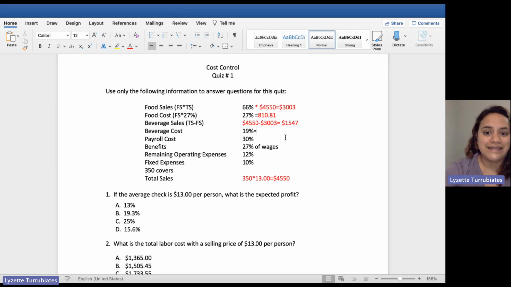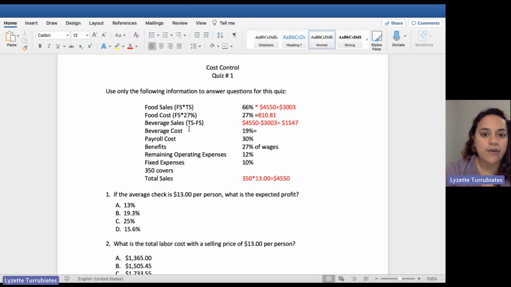So you would assume that's the same thing we're going to do with beverage costs, right? We need to figure out how much of our beverage sales we used to cover the cost of those beverages, the liquor, the wine, the beer, the juices, right?